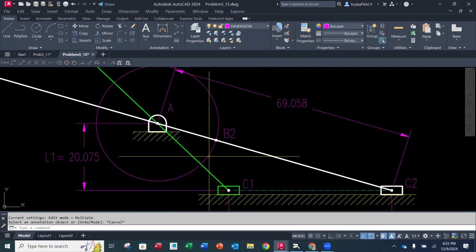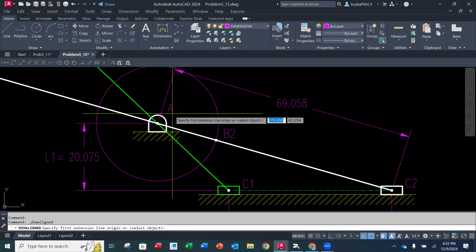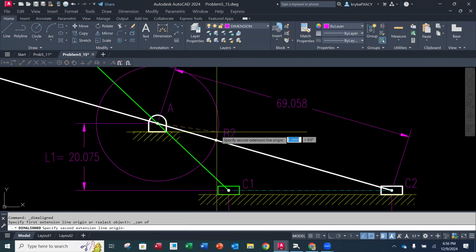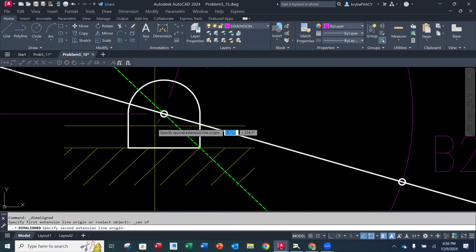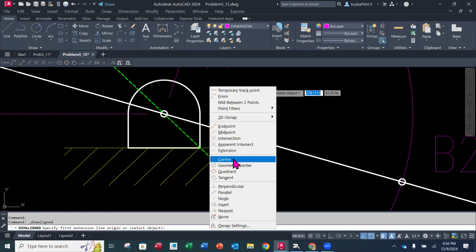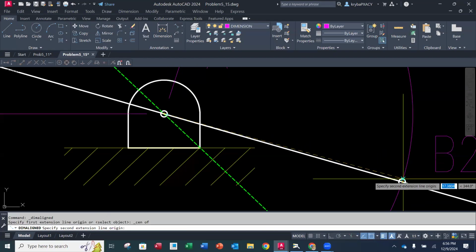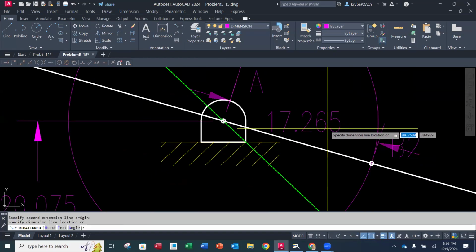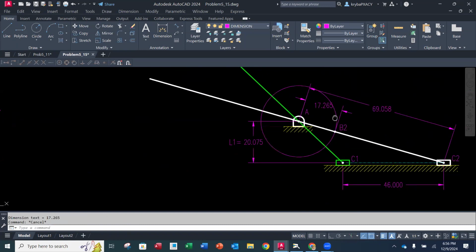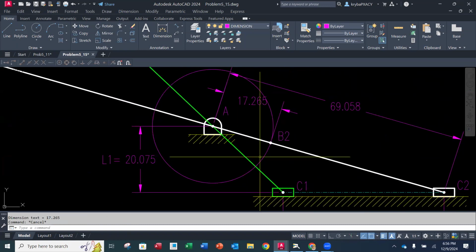Let me put it on here. An aligned dimension. So for L2, from here, oh, I didn't grab the right spot. Hold on. Center from here to there. 17.265. Okay.